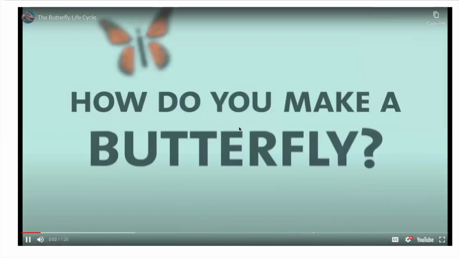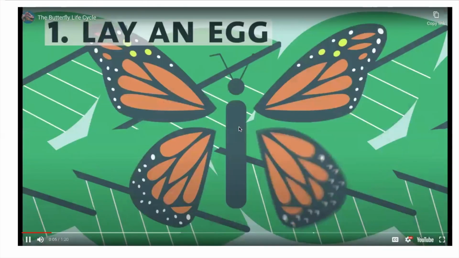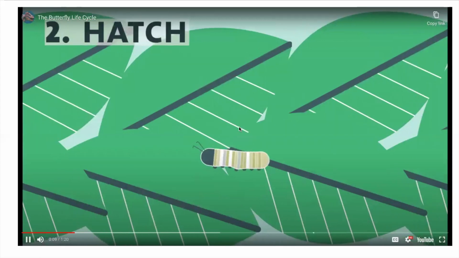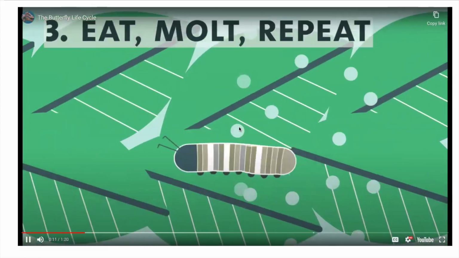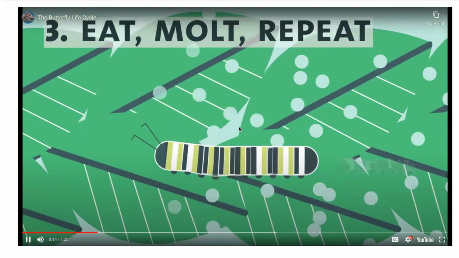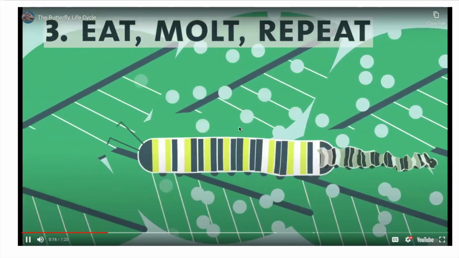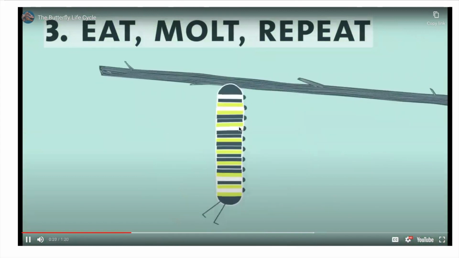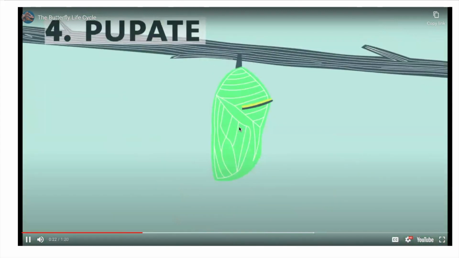How do you make a butterfly? First, a butterfly lays an egg on a plant. A caterpillar hatches out of it and gets busy eating. As it eats, it grows and molts out of its skin to get even bigger, and repeats this until it is a fully grown caterpillar. It attaches itself to a plant and sheds its skin one last time to reveal its chrysalis.